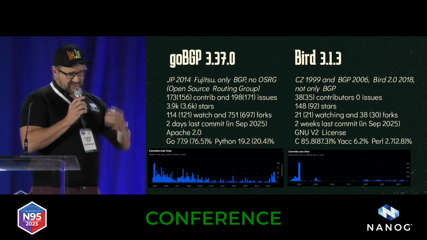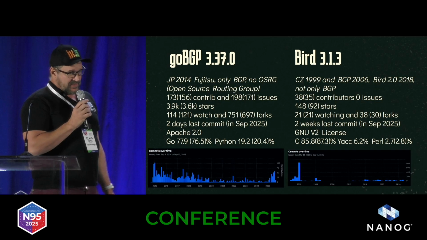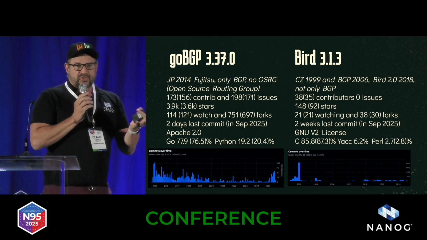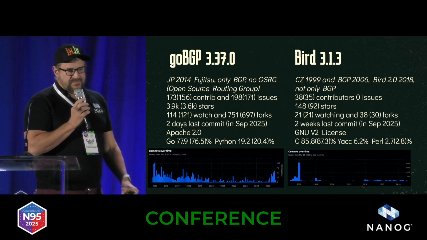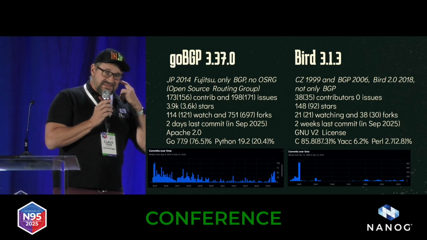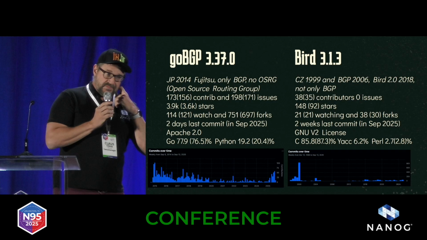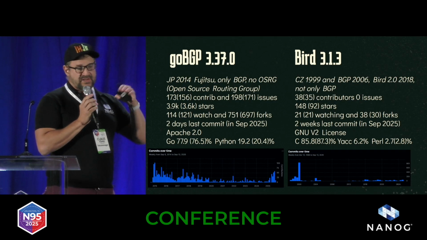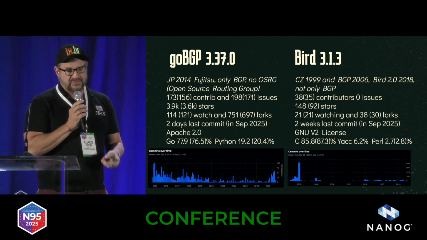The issues also rose by 20, and the number of stars also rose by 300. Fewer people are watching, and there are more forks, around 751 now. When I checked, the last commit was around 2 days ago. The license is Apache 2.0. And Go has risen in terms of percentage, so it has more Go than Python in the code.